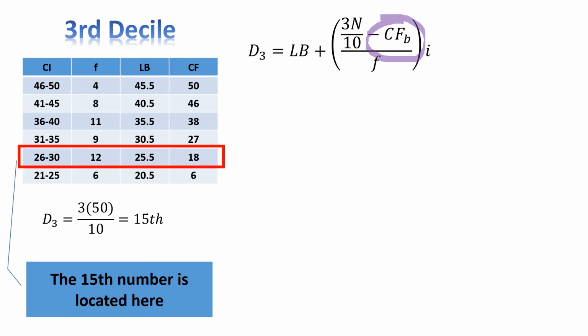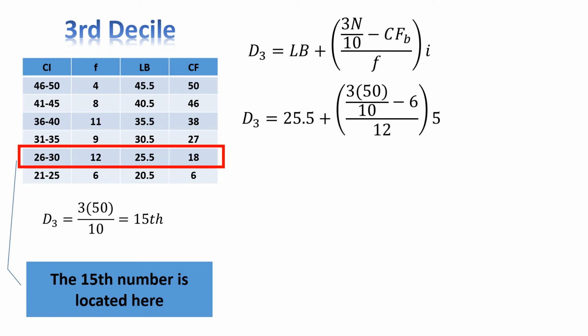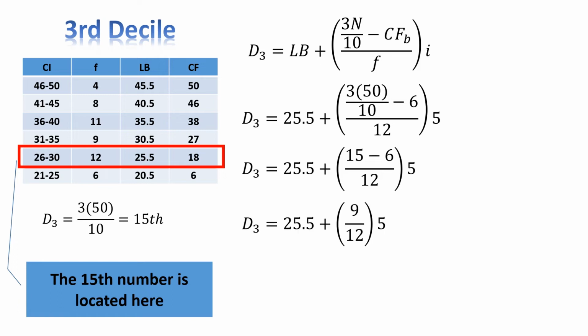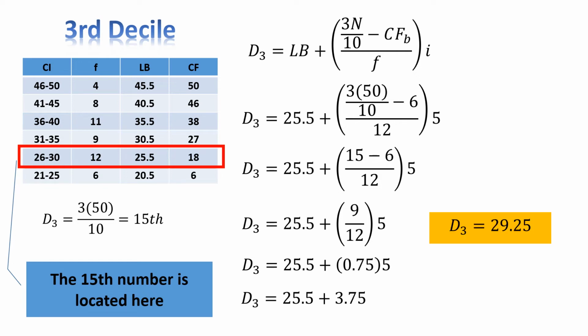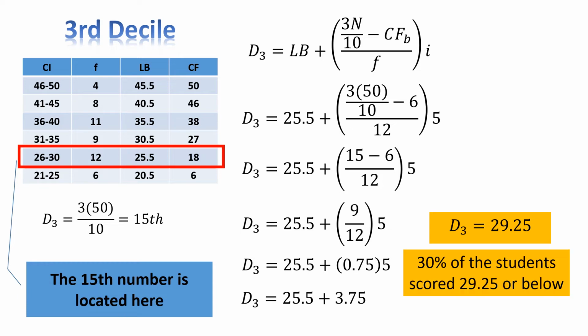Okay, let's continue the formula. Substitute na natin. Lower boundary is 25.5 plus 3 times 50 over 10 minus 6 divided by 12 times 5. Okay, so multiply natin yung 3 times 50 over 10. That's 15. 15 minus 6 is 9 divided by 12. That will give us 0.75. Times 5 is 3.75. Saka nyo i-add sa 25.5. So, ang third decile natin is equal to 29.25. And this means that 30% of the students scored 29.25 or below.